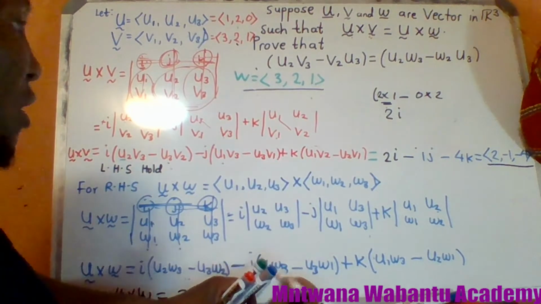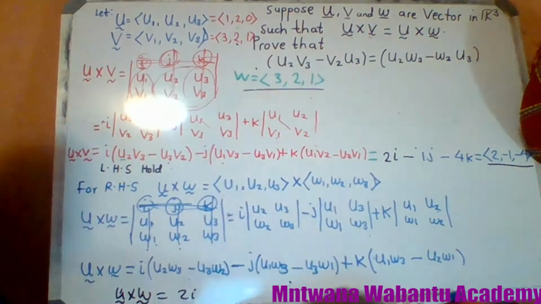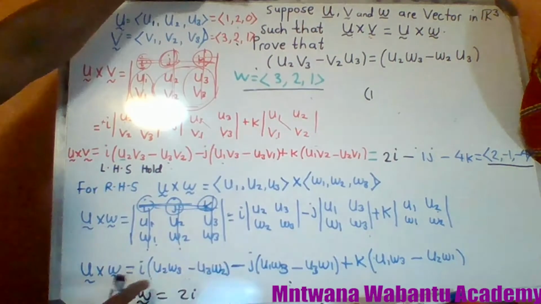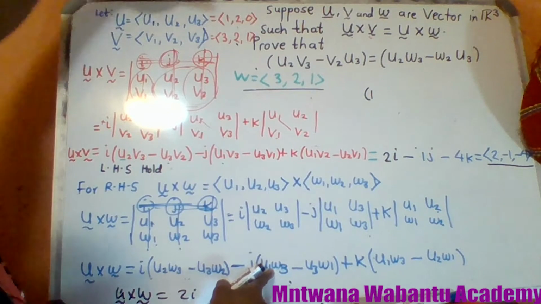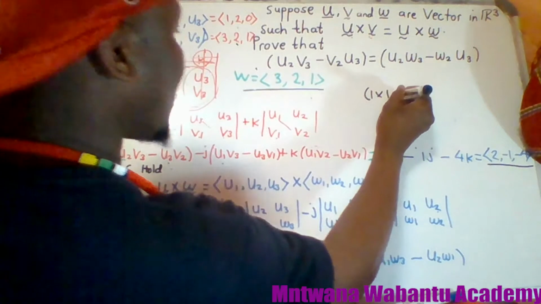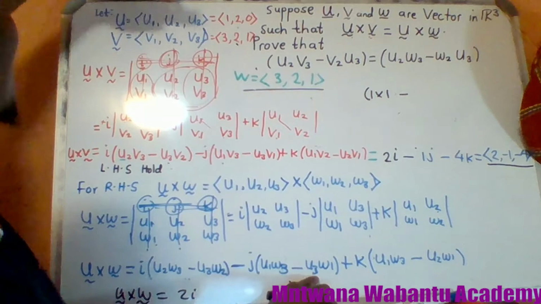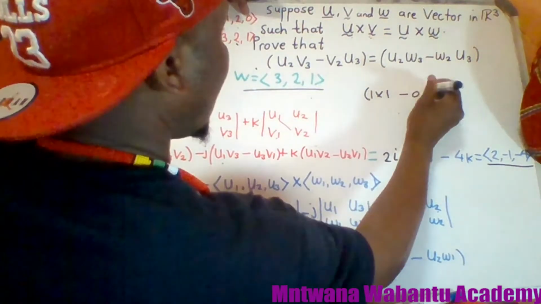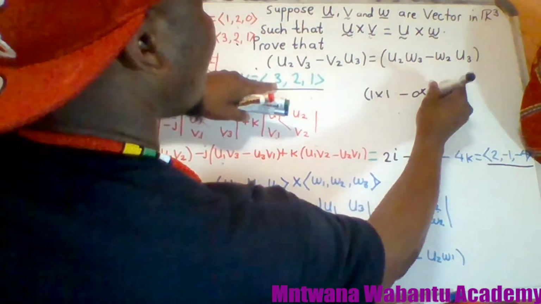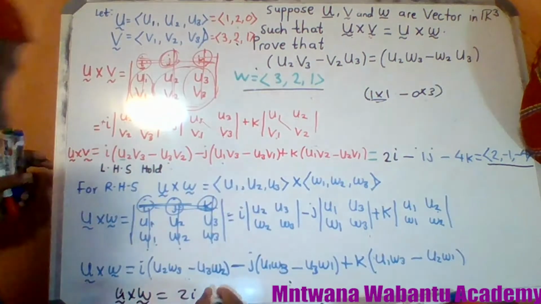So now we go for the next one. For the next one, we're going to take u1. What is u1? u1 equal to 1. Multiply w3. What is w3? w3 equal to 1, the last one. Okay, now we go minus u3. What is u3? Our u3 equal to 0. Multiply by w1. What is w1? It equals 3. So this is going to give us 1 times 1 minus 0, which is 1. So this is going to be 1.